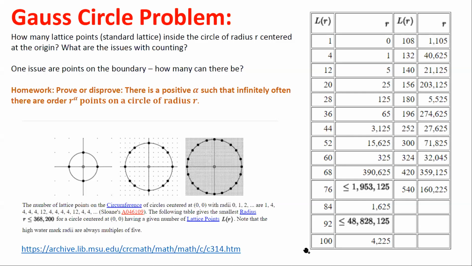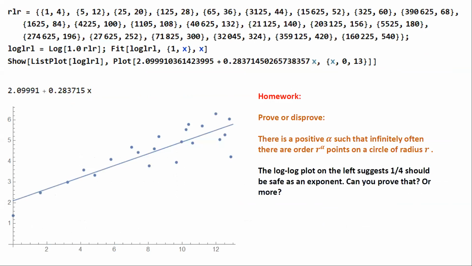So the homework problem is to prove or disprove there's a positive alpha such that infinitely often there are order r to the alpha points on a circle of radius r. And so I took the points in the data table and just made a list in Mathematica. The first entry is the radius, the second entry is the number of points. And then I made a new list where I just took the log of the previous. So you can apply the function log to the entire list immediately.